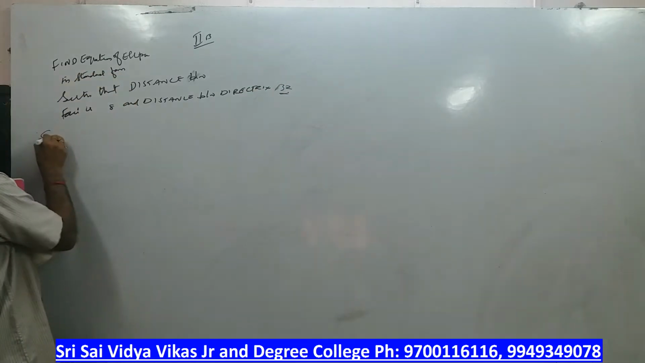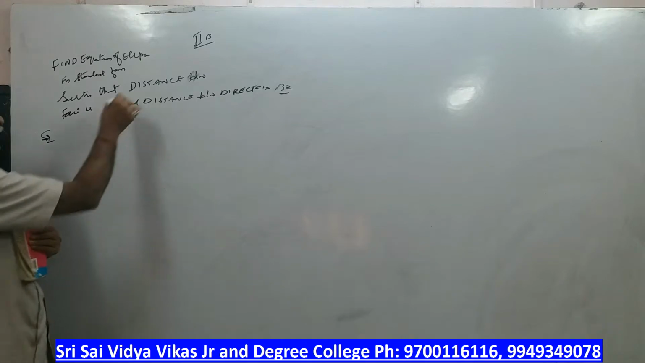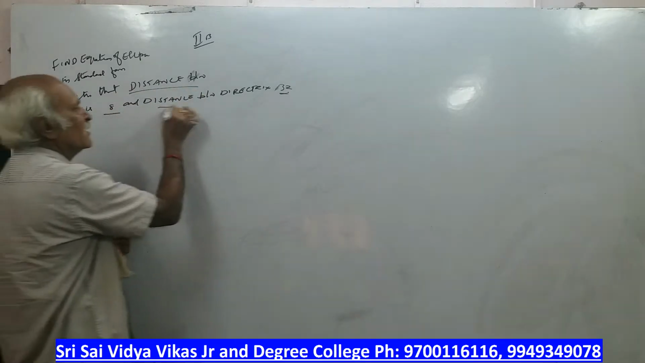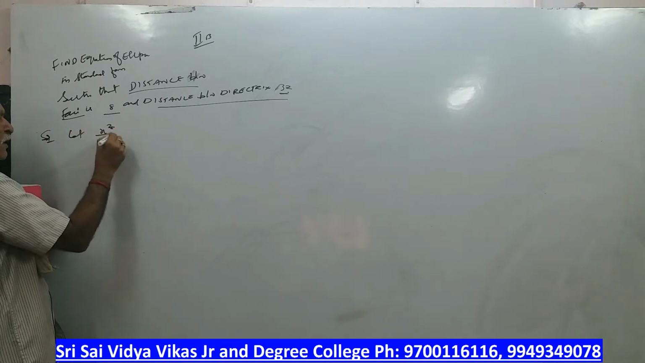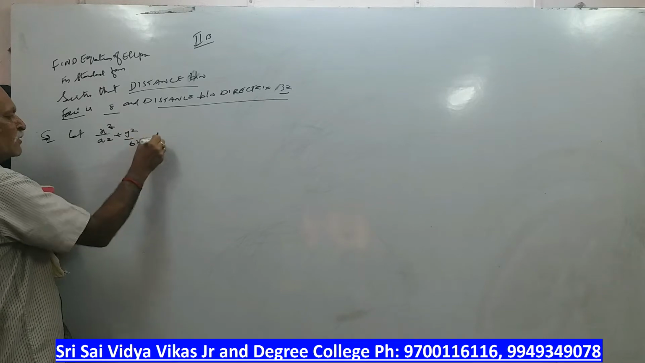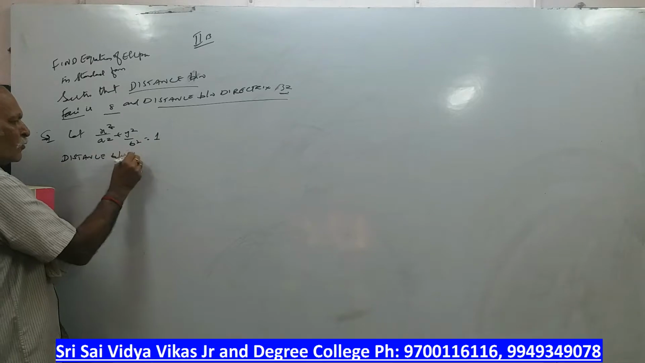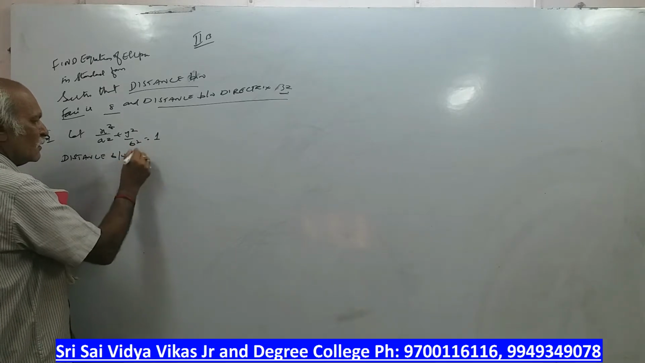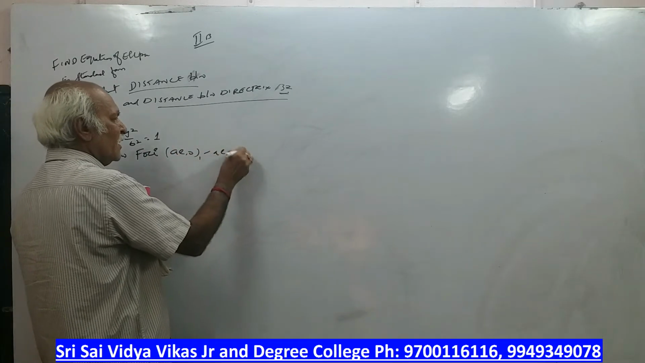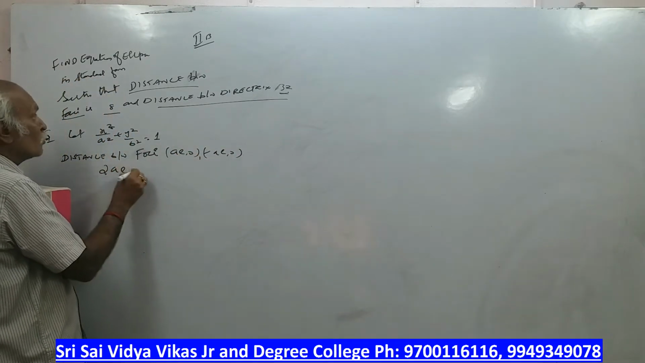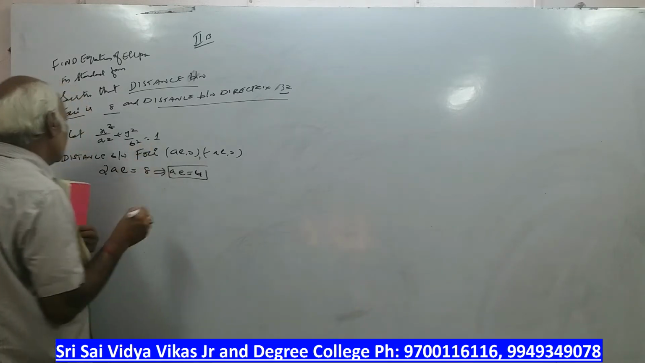Right? Now, in the previous problem we have seen length of the lateral rectum and distance between foci. Now today, distance between foci and distance between directrices. Now let x square by a square plus y square by b square is equal to 1. Distance between foci, that is (ae, 0) and (minus ae, 0), is equal to 2ae is equal to 8, ae is equal to 4. Right? Next step.